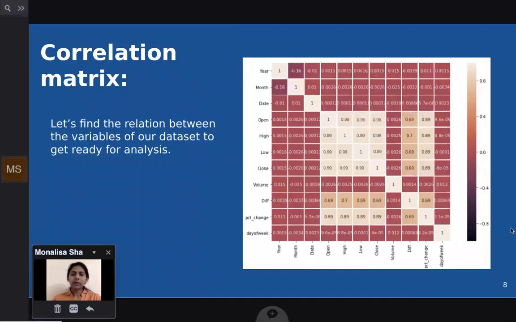This is our correlation matrix for our data set. Before proceeding further with any analysis, we should know how the variables of the data set are related to each other. As we see here, open and low are closely related, with a high coefficient of 0.99.